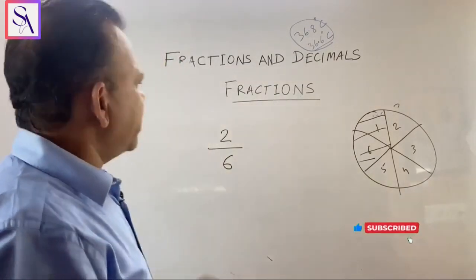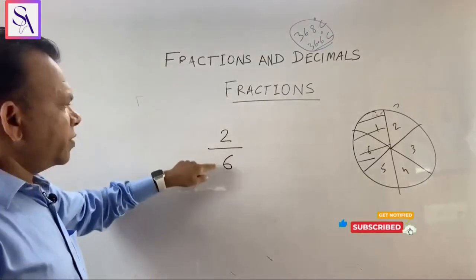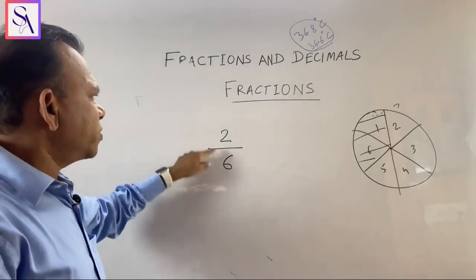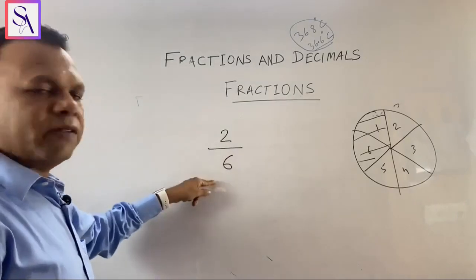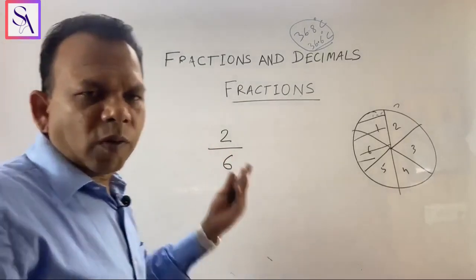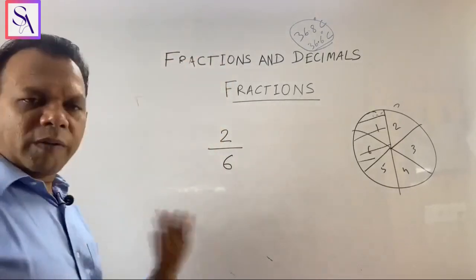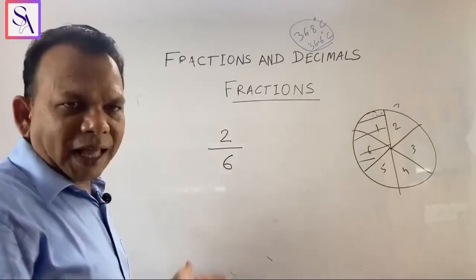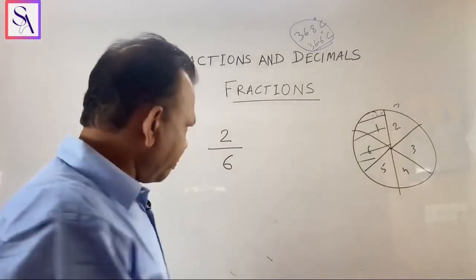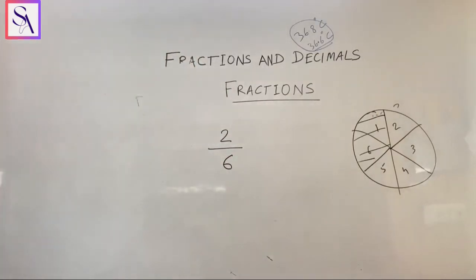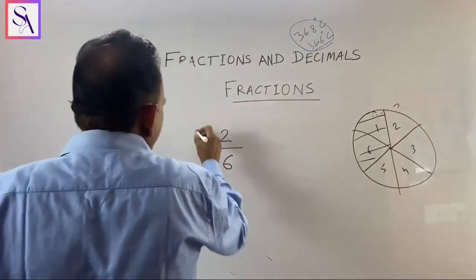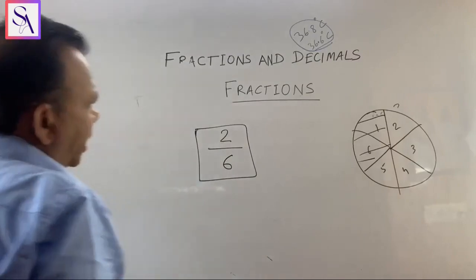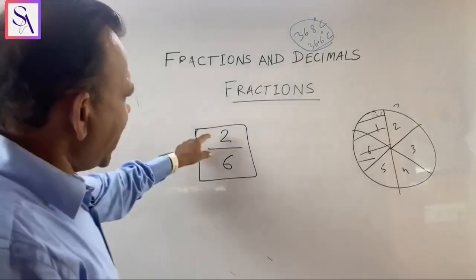So this is how you write. This 2 is called the numerator, 6 is called the denominator, right? And I can call it 2/6, 2 divided by 6, whatever way you like. Whatever way is taught in your school, you can call it like that, but all the ways are correct. So this is 2/6, that is a fraction. Now one more thing we need to learn here. This fraction can be reduced further.